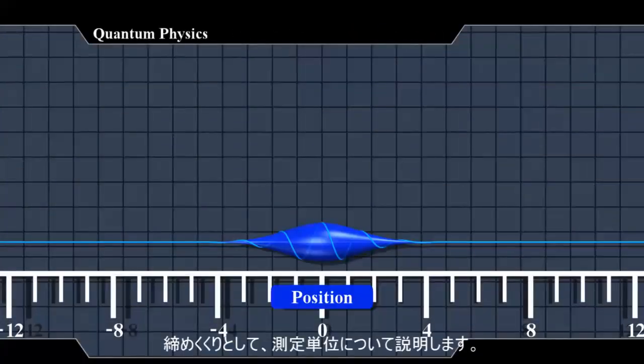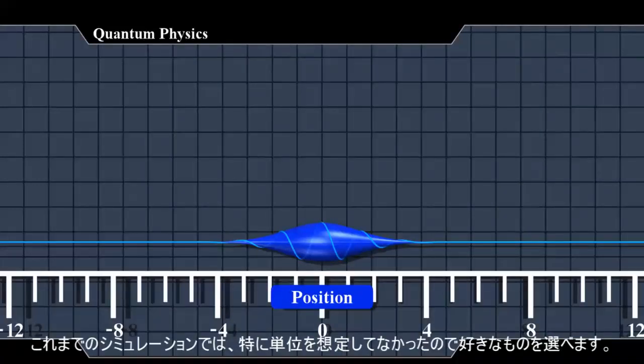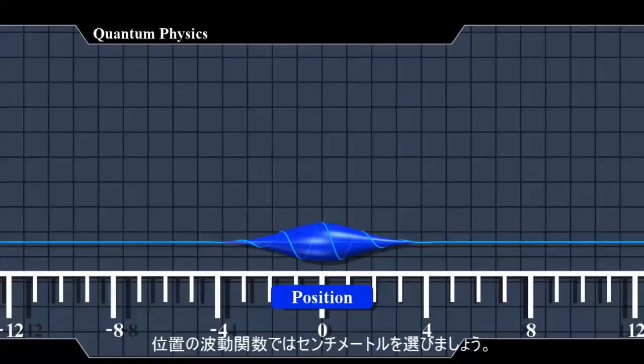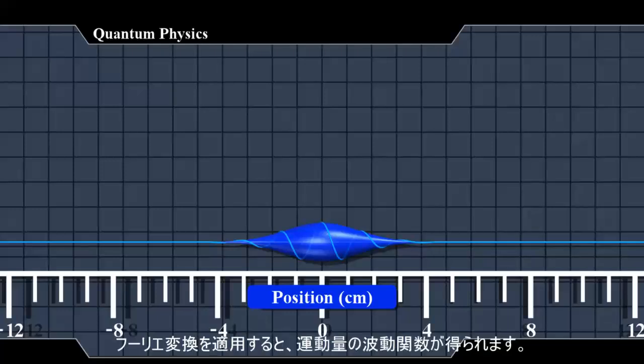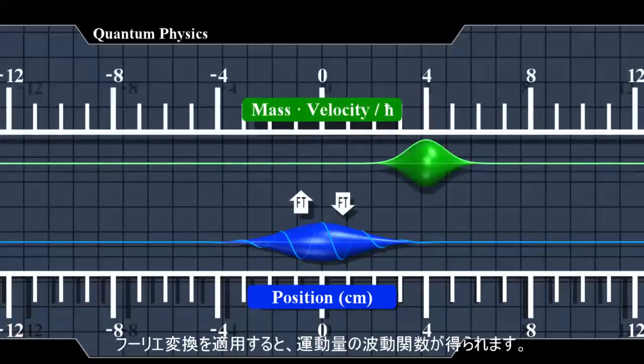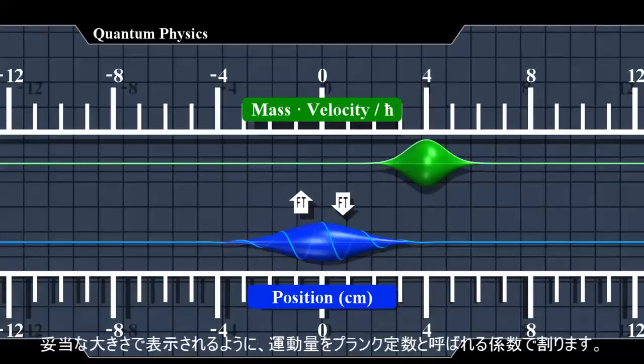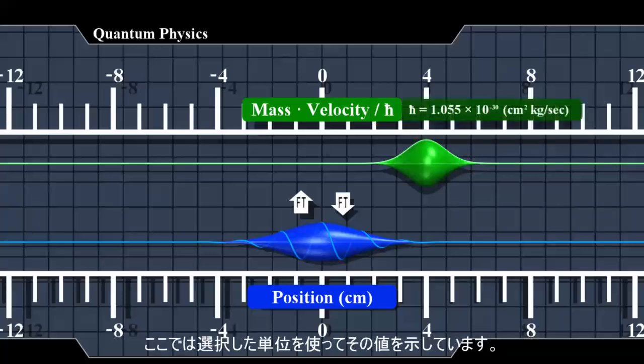To tie it all up, let's discuss units of measurement. The simulation so far didn't assume any particular units, so we can choose anything we want. For the position wave function, let's choose centimeters, so it will be close to the size actually shown on your screen. Applying the Fourier transform, we get the momentum wave function. To put the display on a reasonable scale, we divided the momentum by a factor called the reduced Planck constant, or h-bar. Here is its value using our units of choice.